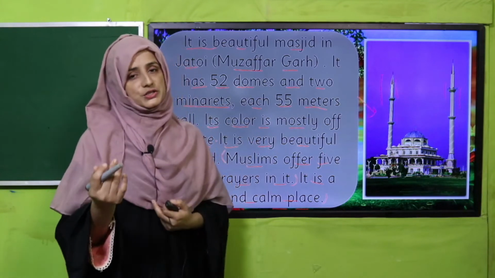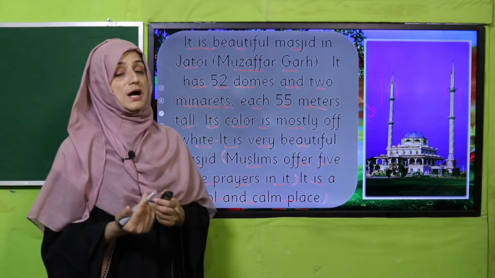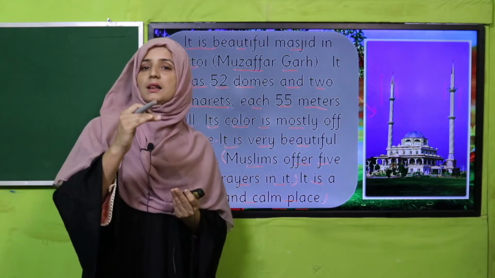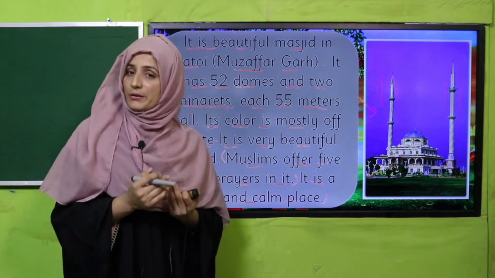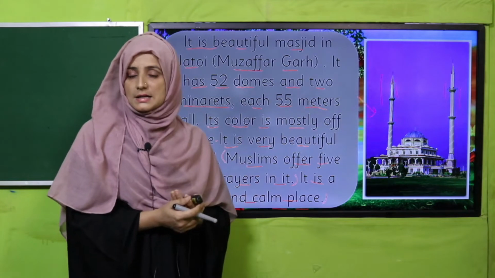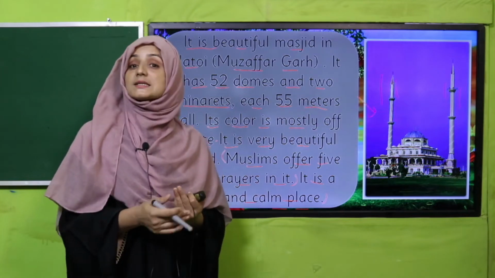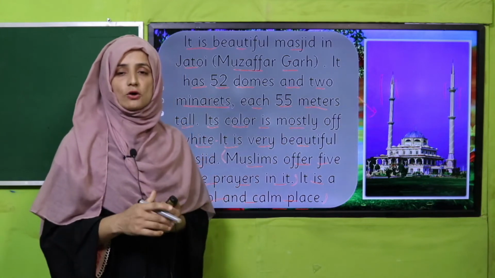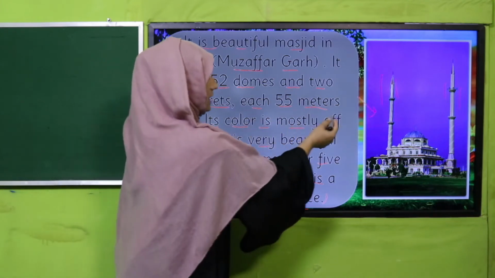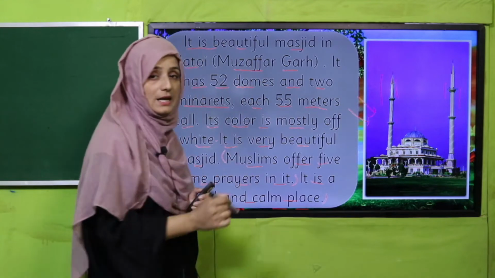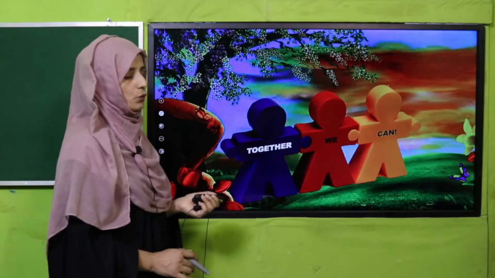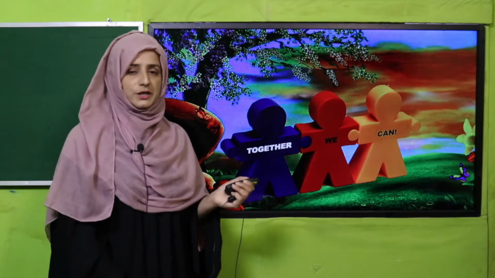If we are going to describe a person, we can describe how tall he or she is, how is his or her color, age, likes, dislikes. So this is also description of a person, my dear students. But here we describe a place, an actual place. So it's time to move towards the activity.